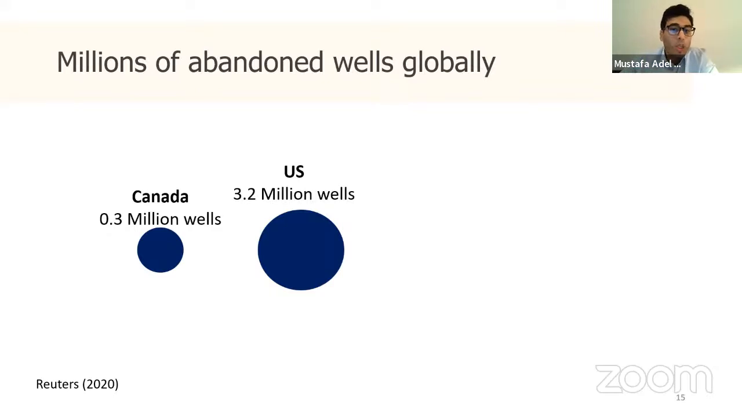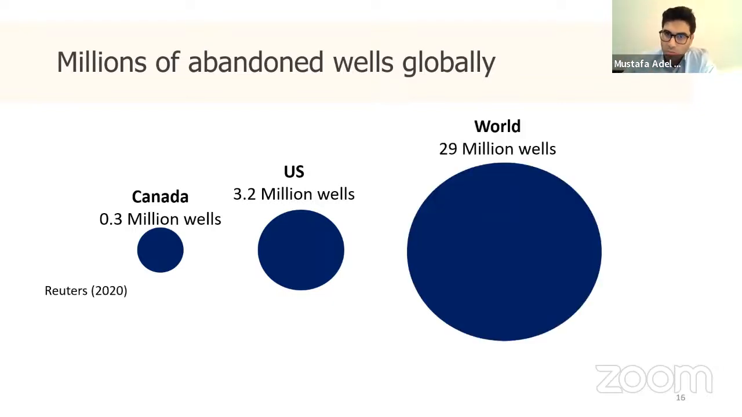A study by Reuters, published in an article in 2020, shows that Canada has 300,000 abandoned, closed wells. The US has 3.2 million wells. That's according to 2020 numbers. And how many wells abandoned globally? Around 29 million wells abandoned globally. So this gives you an indication of the huge market in which well integrity takes care of wells from design to abandonment and even after abandonment, to monitor the wells and make sure the wells are safe. The market is growing and is huge.